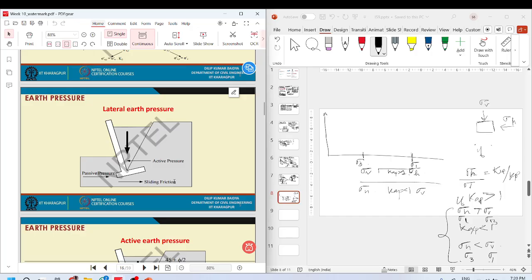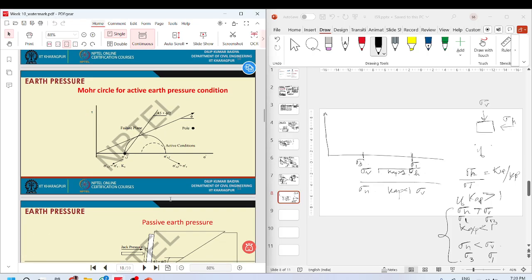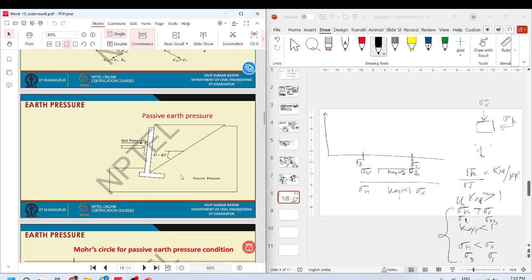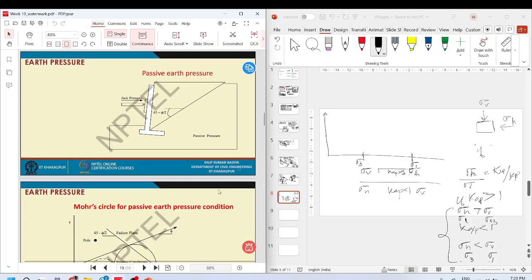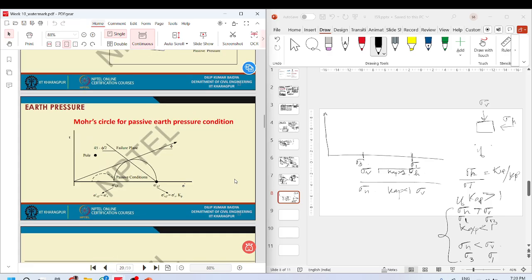Lateral earth pressure, active, passive, sliding friction, failure plane. This is the passive earth pressure. The wedge moves out and up. More surface of passive pressure.